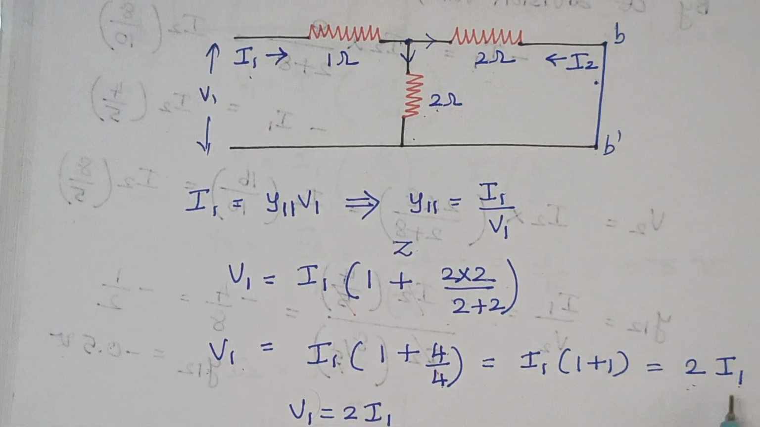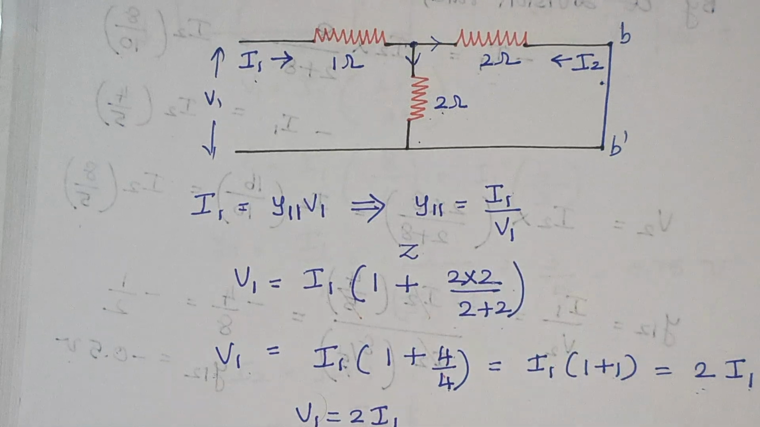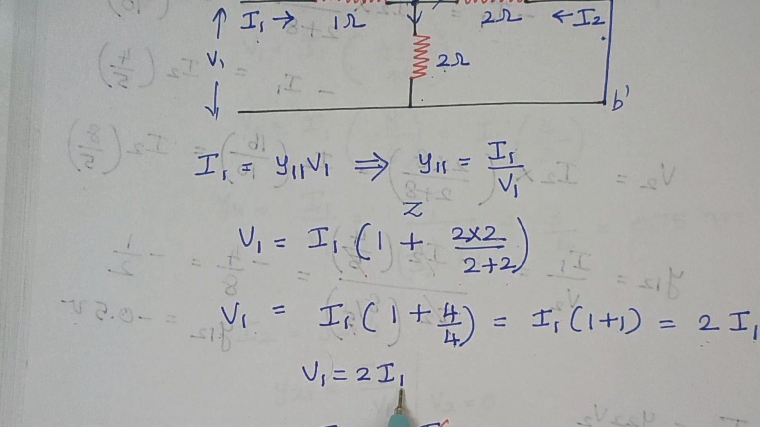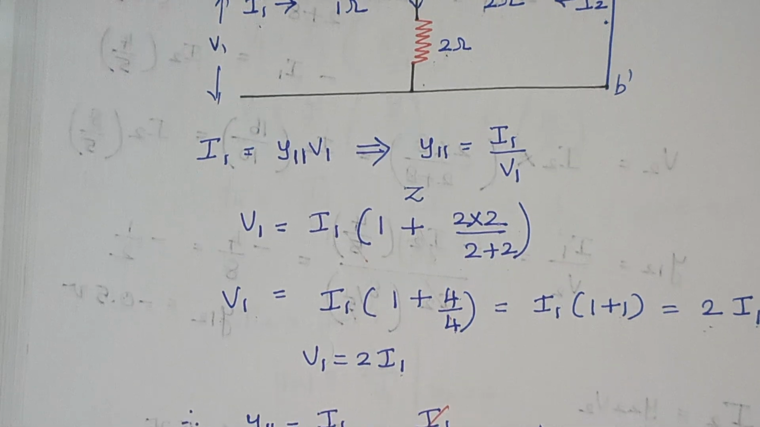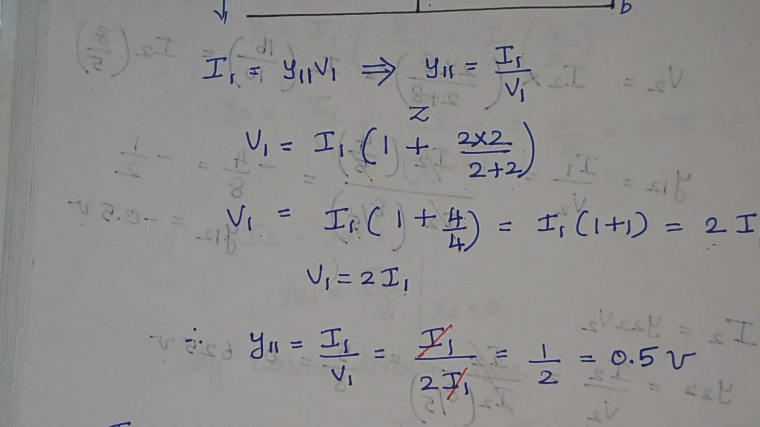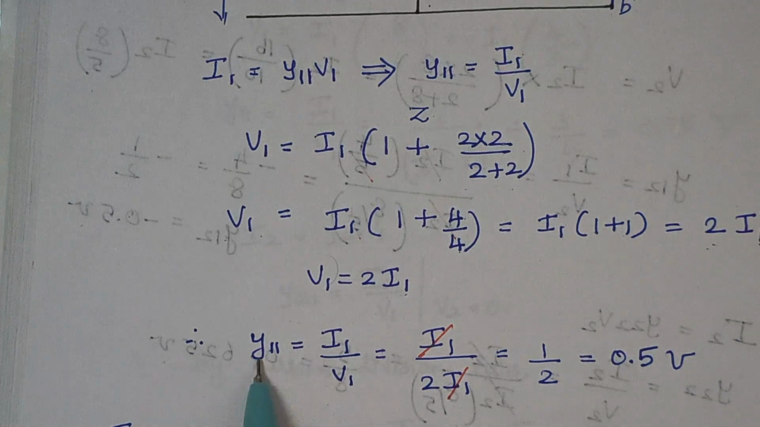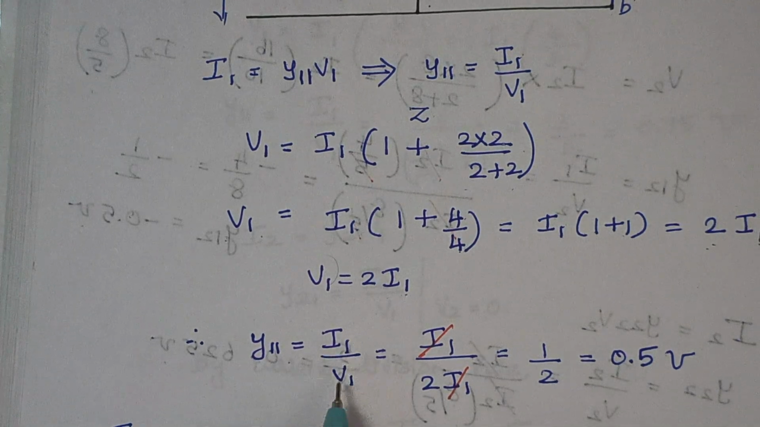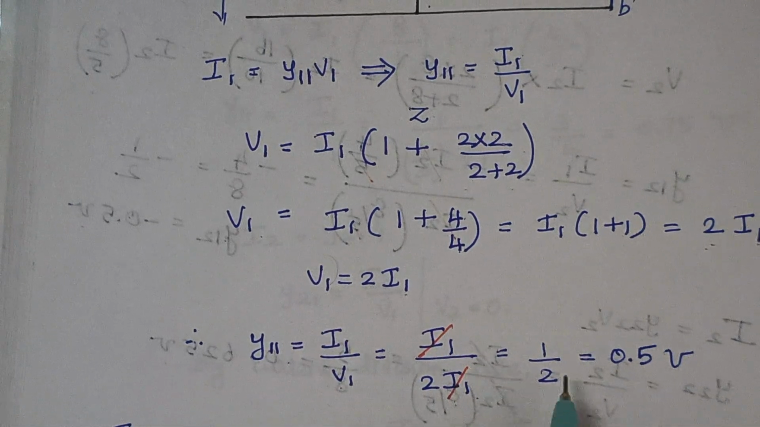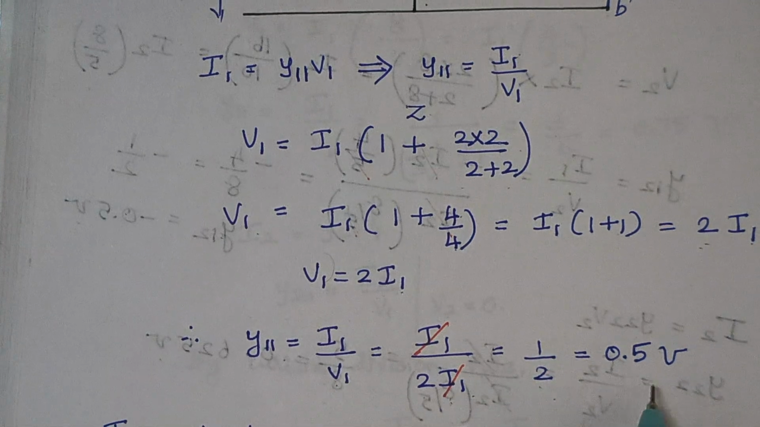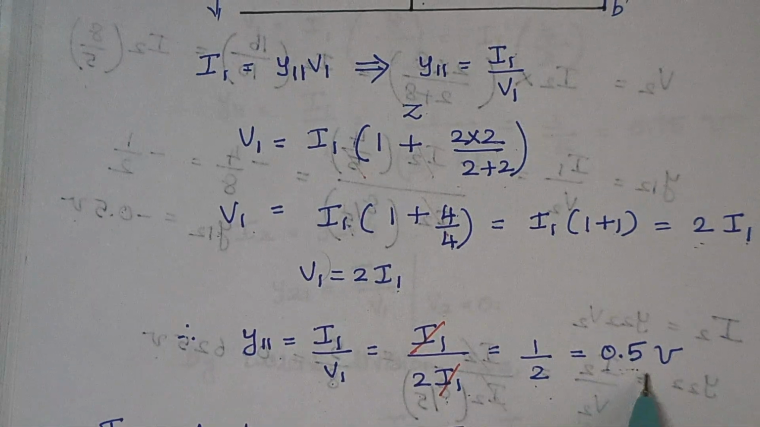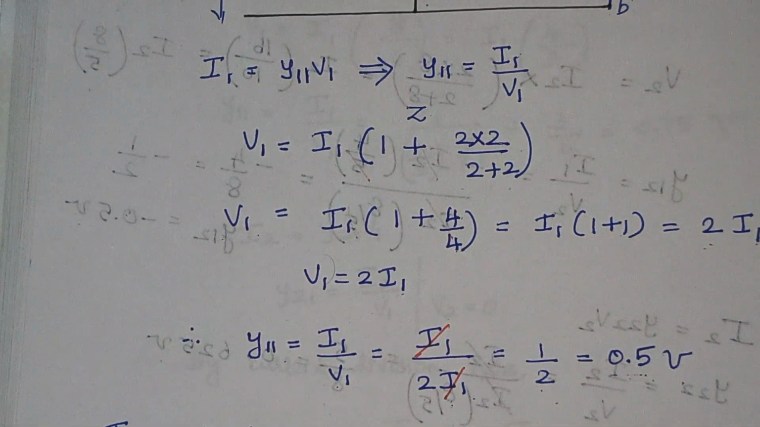But what we actually need is I1 by V1. So we are going to rearrange the expression. V1 is equal to 2I1, but I need I1 by V1. So I1 by V1 is nothing but, substituting, in both ways it is correct. So y11 is given by the ratio I1 by V1. Now V1 is given as 2I1. So these two terms cancel and we end up with 1 by 2, which is nothing but 0.5. So the value of y11 is 0.5 mho or Siemens.